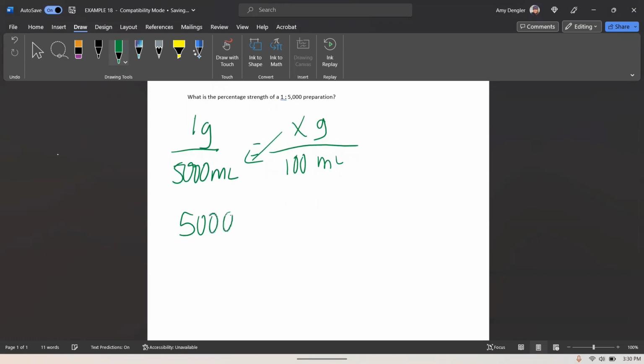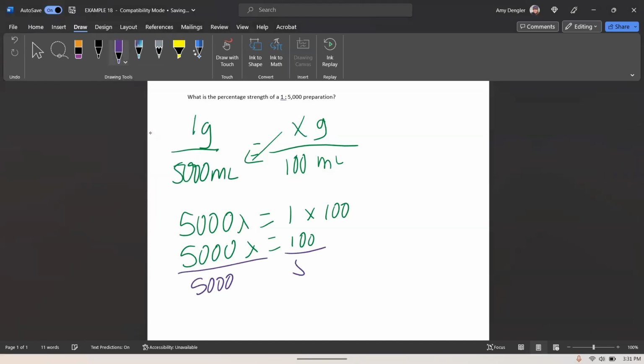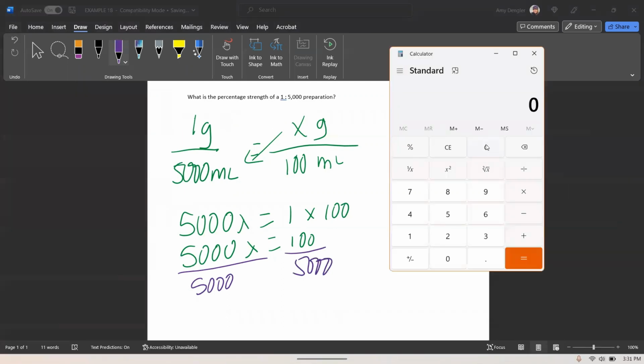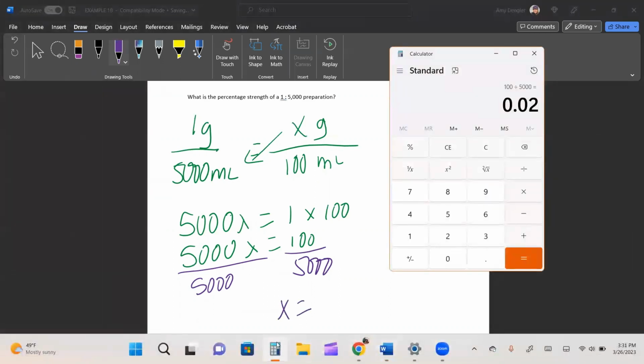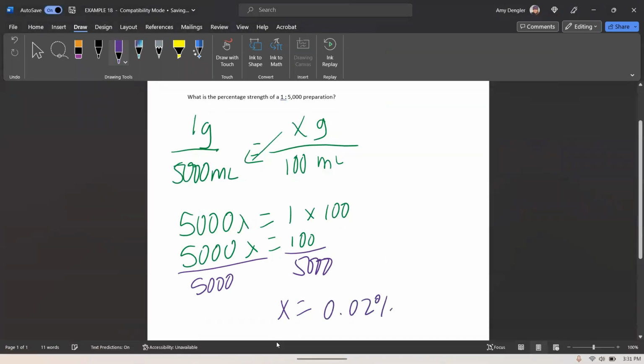So we would do 5,000x is equal to 1 times 100, which is 100. And we have 5,000x. So we want to get x alone. So we're going to divide each side by the 5,000. So that is going to give us 0.02%. That is the percent strength of a 1 to 5,000 preparation.